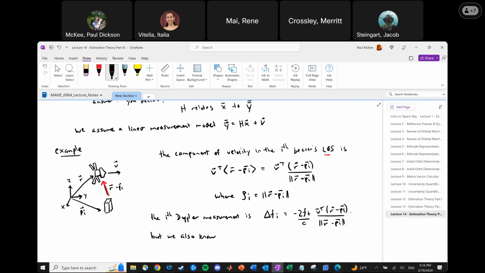We also know that delta ti, essentially the time of flight between when the signal was sent and the signal received, well, that's just the range divided by the speed of light. Now, this is a very simplified measurement model. We're going to get into fancier forms of Doppler and time of flight based radiometric navigation in the next couple of classes. We're doing a very simple version of it in this problem, right? But so the time of flight is equal to the range divided by the speed of light.